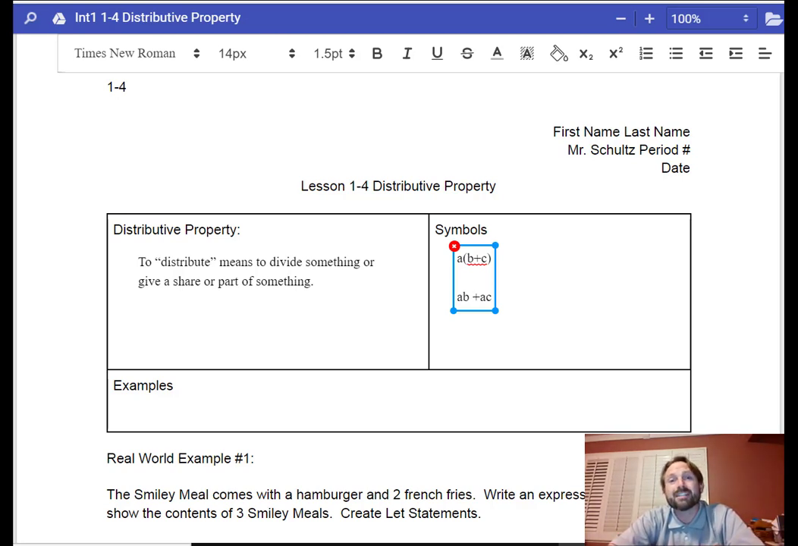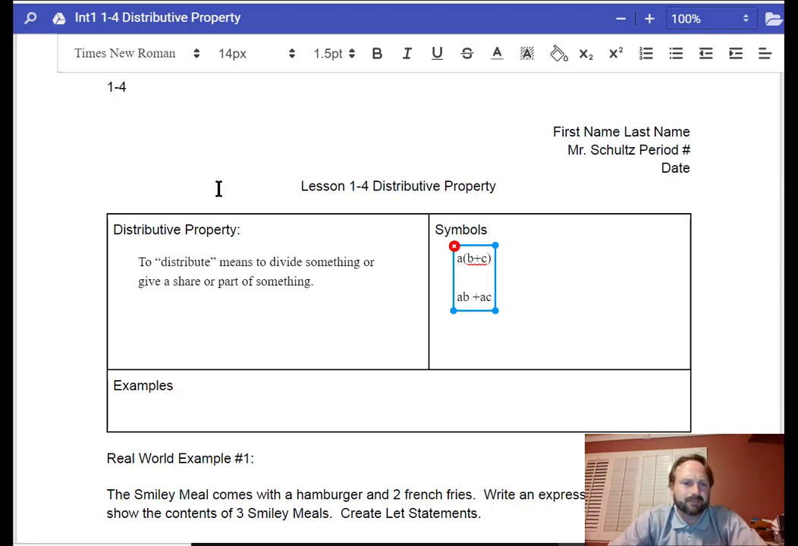We're going to be talking about the distributive property today. So to distribute means to divide something or give a share or part of something to other things. For example, here's this symbol right here: A(B + C) will be A times B plus A times C. Because that A in the first expression is telling us, I'm going to multiply A to this group. Everything in this group, I'm going to multiply A.